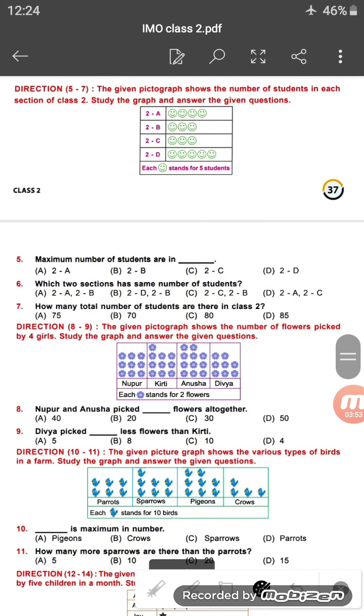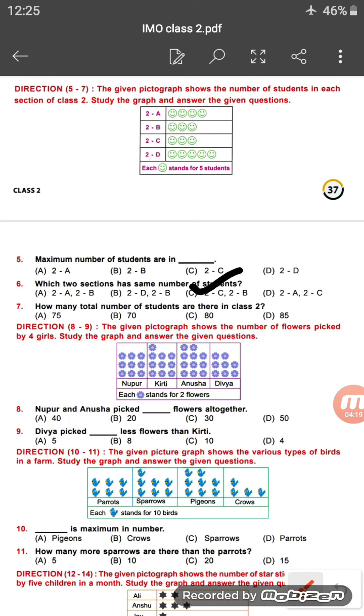Okay. Next, number 6. Which two sections have the same number of students? We can say it easily, no need to calculate. 2B and 2C. Here the option is 2B and 2C, and that is C.